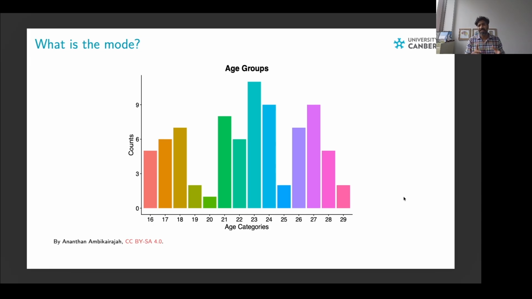Now note, despite the fact that it's placed in the middle here, it didn't have to be. So if the age category for 27 had 12 responses, then that would be the mode of the data set. Or if number 16 had 20 responses, that would be the mode of the data set. So irrespective of where it's located in the distribution, it's just the most common response in that distribution of data.